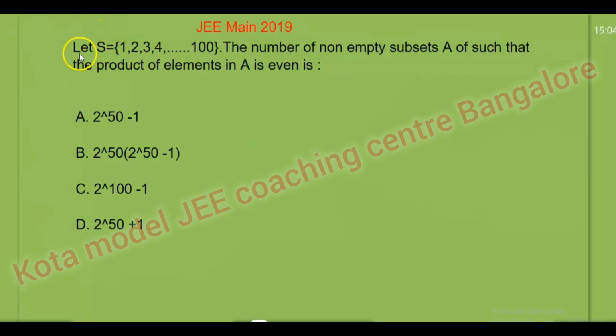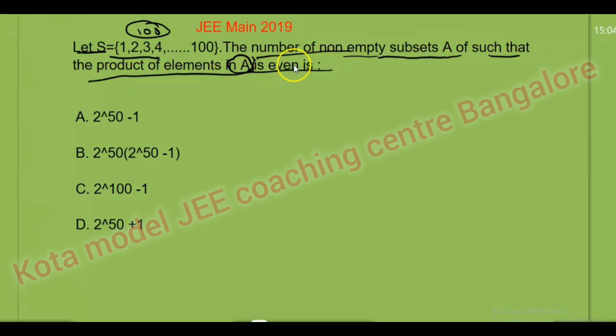This question is one of the simple questions that a simple trick can answer. Yes, a set S which contains 100 elements in total is given. Find the number of non-empty subsets A such that the product of the elements in A is even. Totally 100 elements will be there.